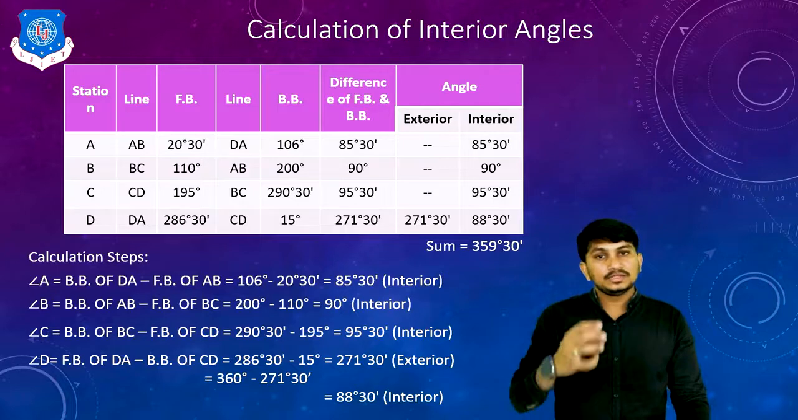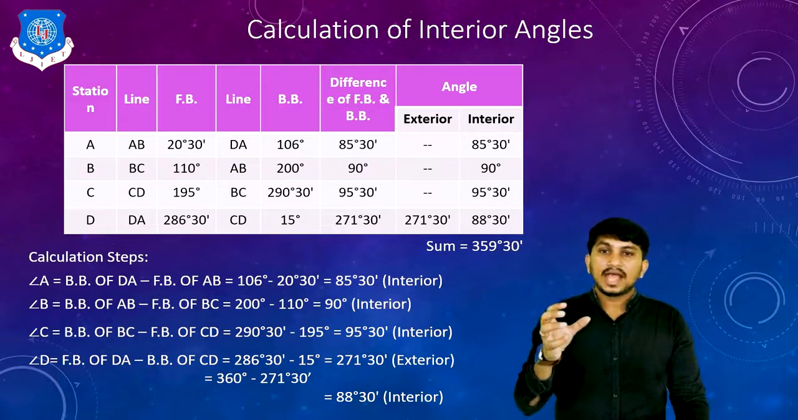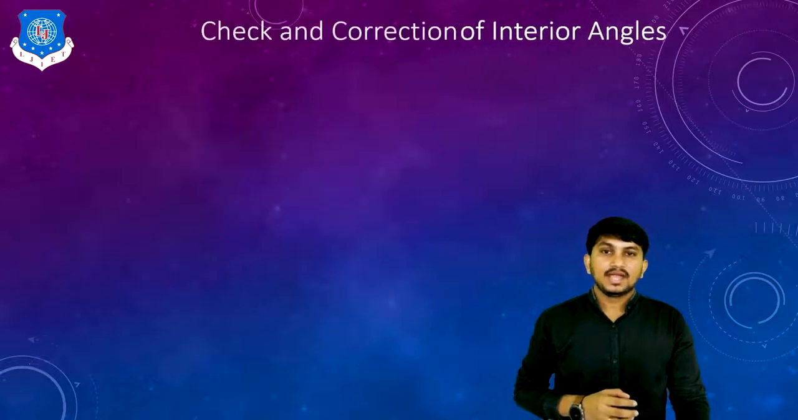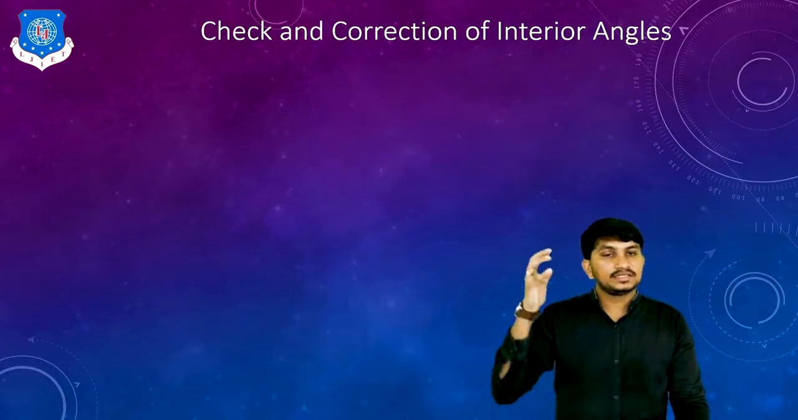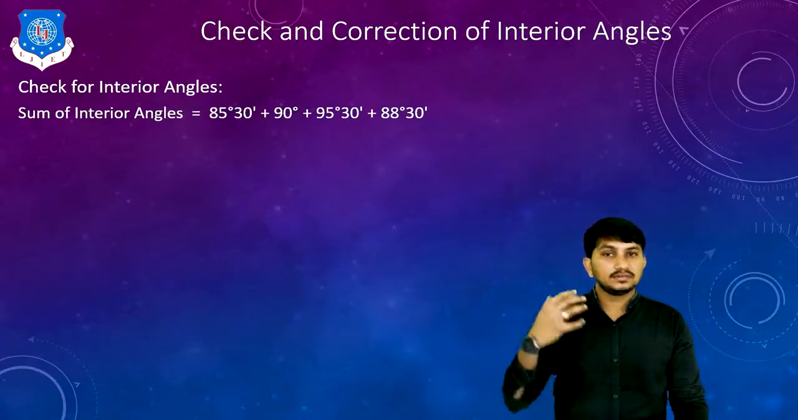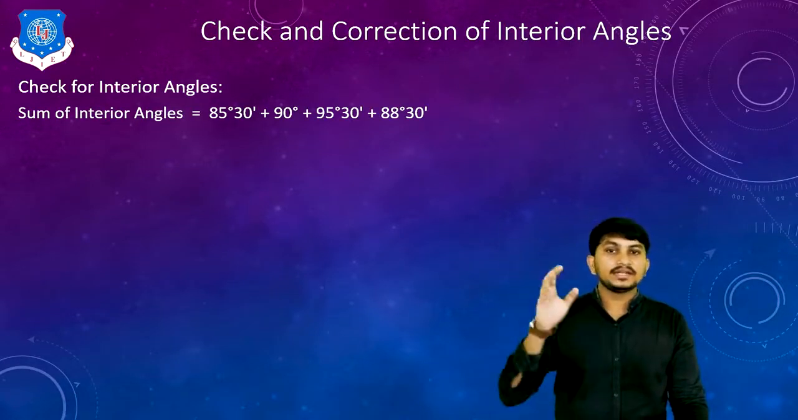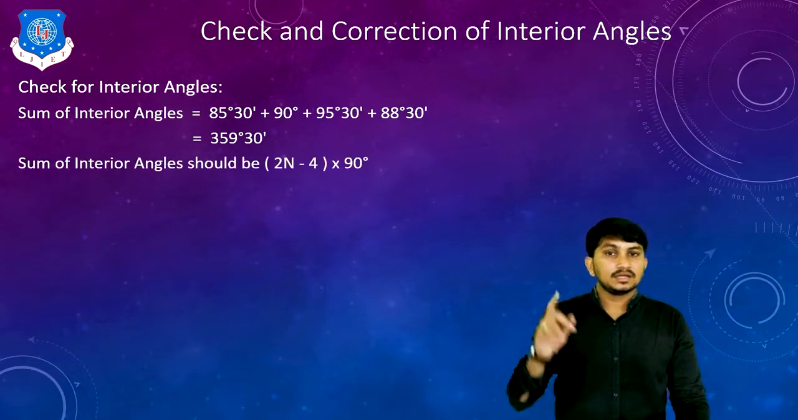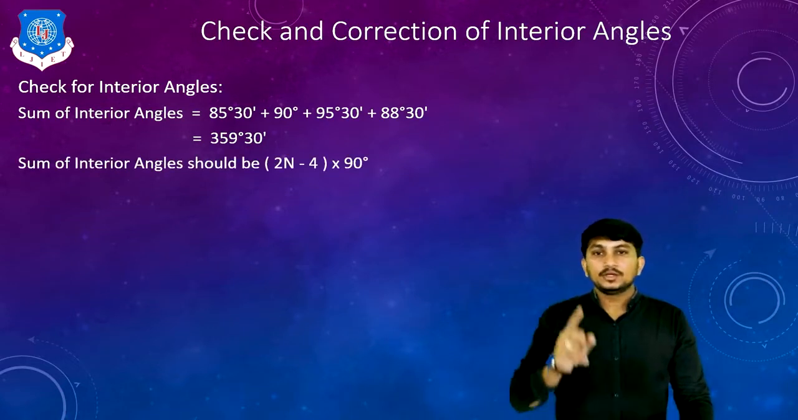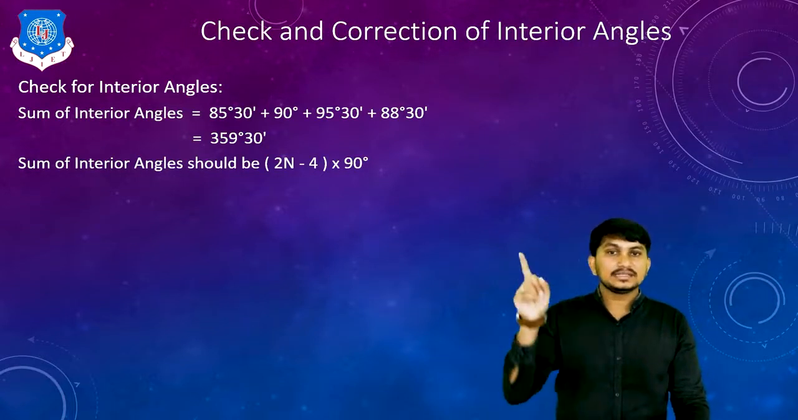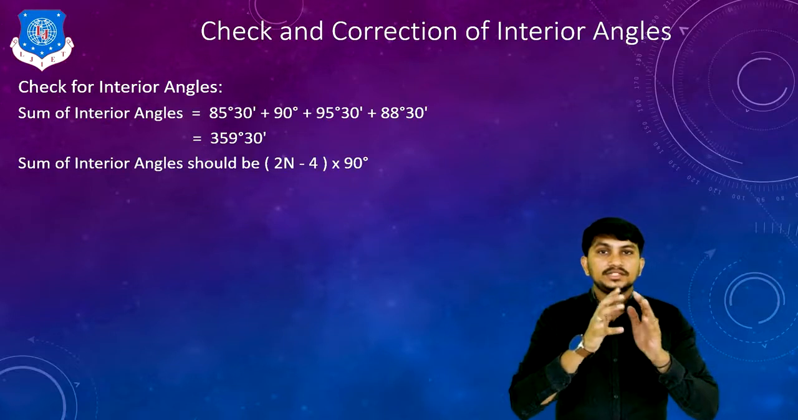After finding all the interior angles, we have to check and correct them. For checking the interior angles, we have to sum them. The sum of the interior angles is equal to 359 degrees 30 minutes. The sum of interior angles should be (2n minus 4) times 90 degrees. This formula is used for checking the interior angles.